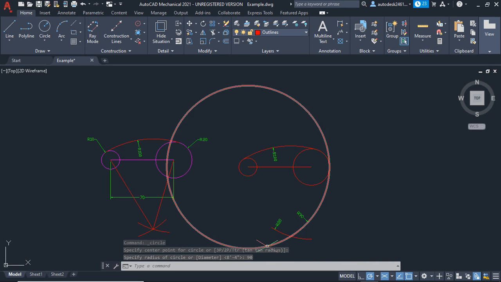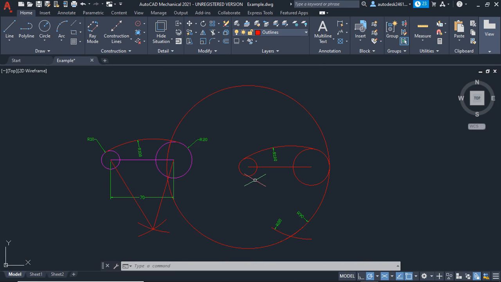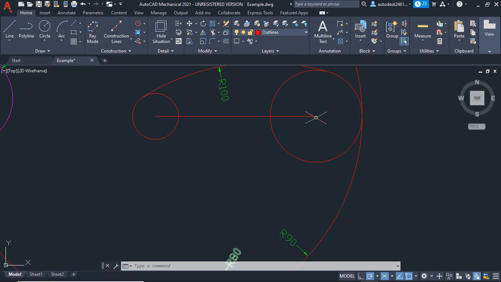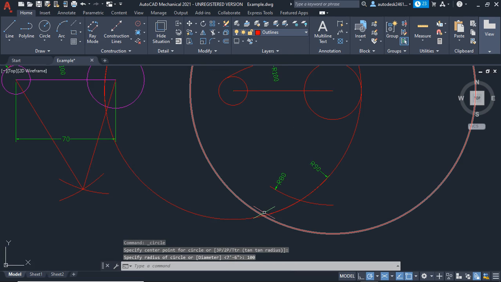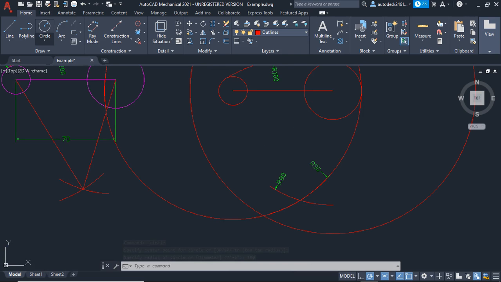Now remember, I got 90 by adding 80 plus the radius. So over here, this circle is radius 20. So I'm going to add 80 plus the radius 20. So that's 100. Radius 100. And I'm looking for where these two arcs meet once again. So let me draw a small circle here. Now, once that small circle is done, let me trim up.